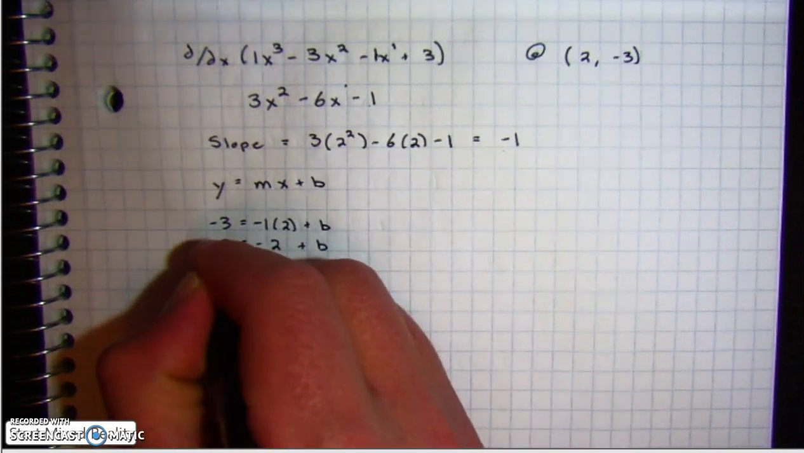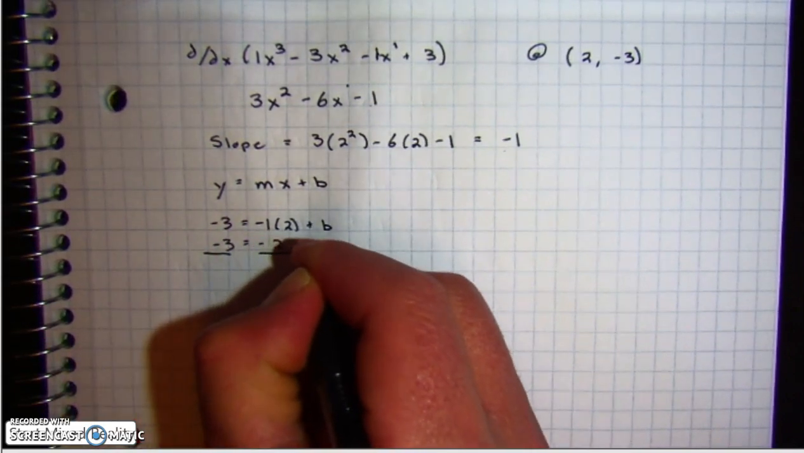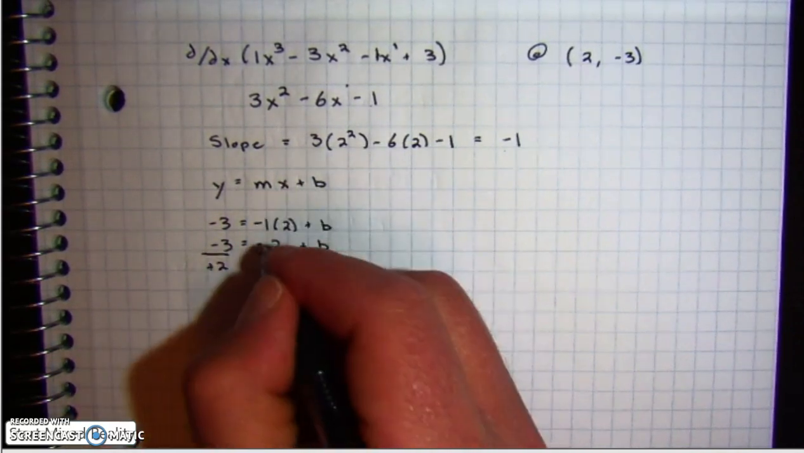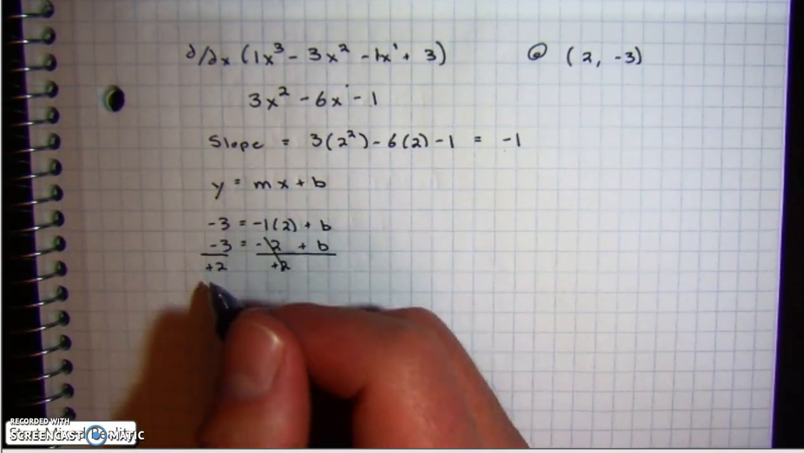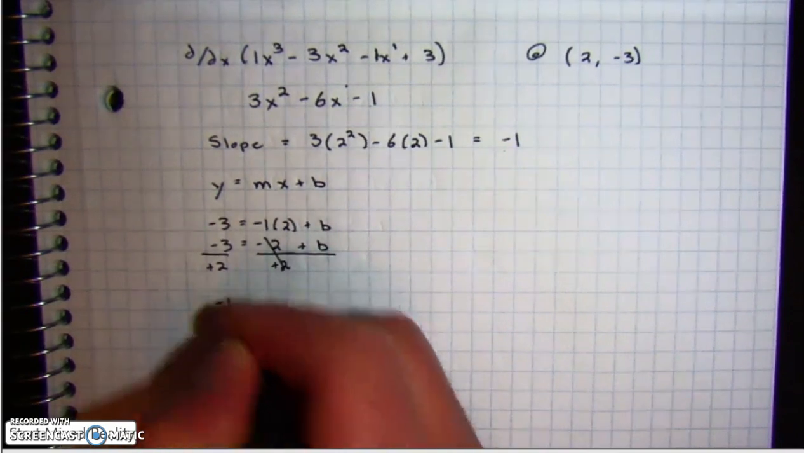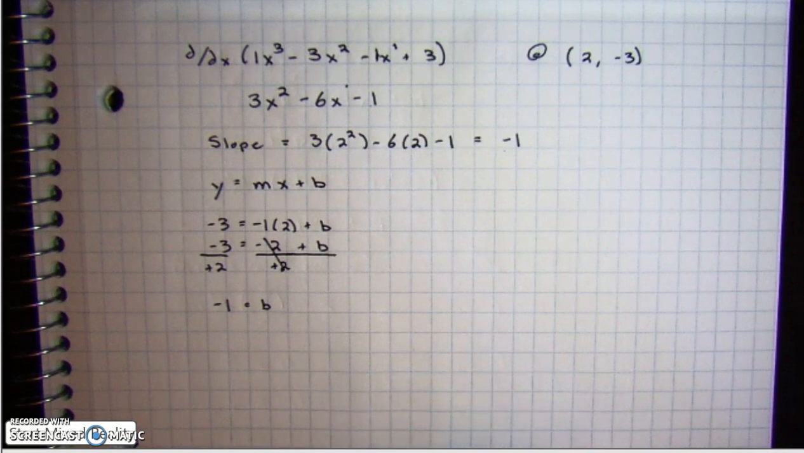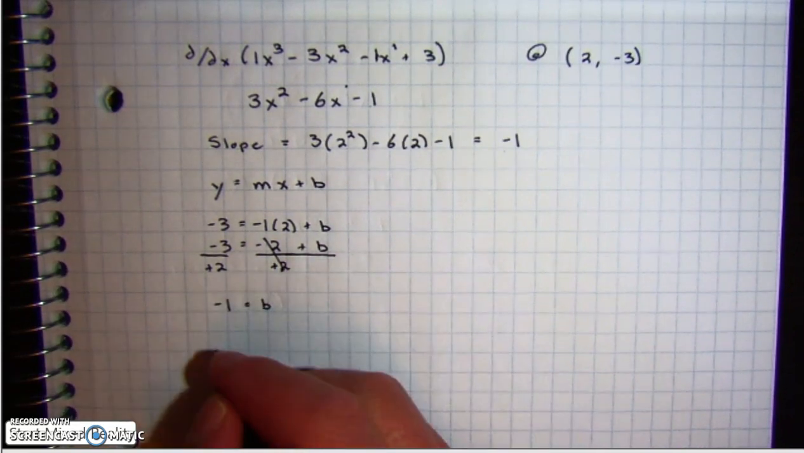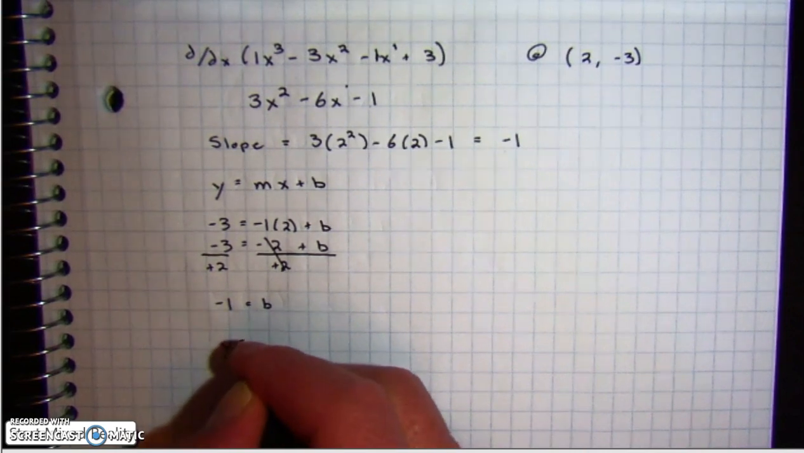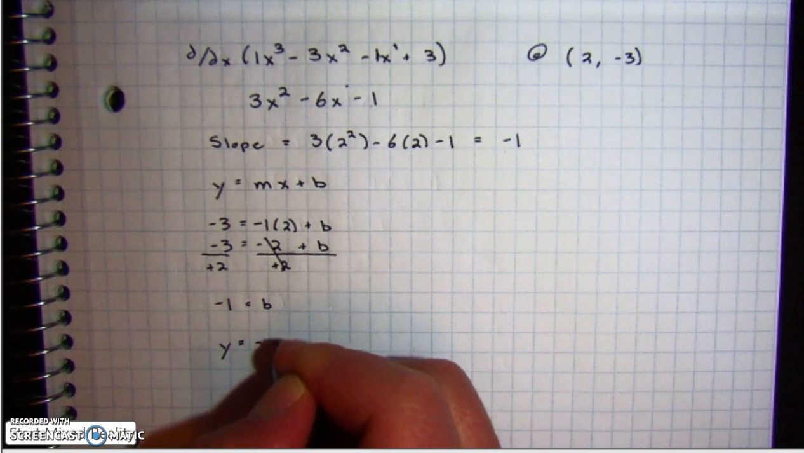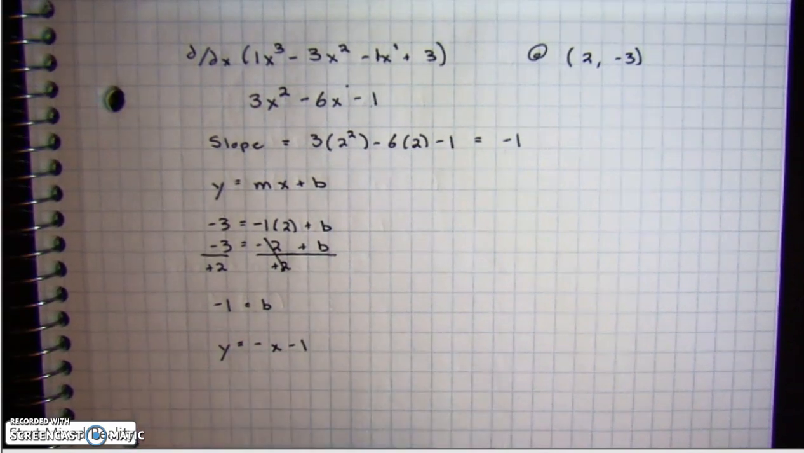Plus 2, plus 2. So -3 plus 2, that's -1, equals b. All right, so now we have the equation of our line. We have y equals, the slope was -1, so that's -x minus 1.